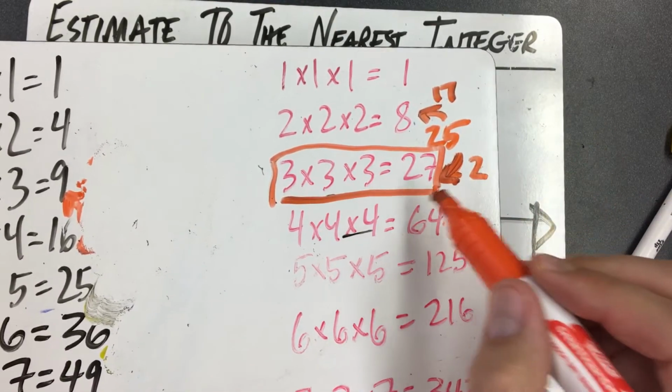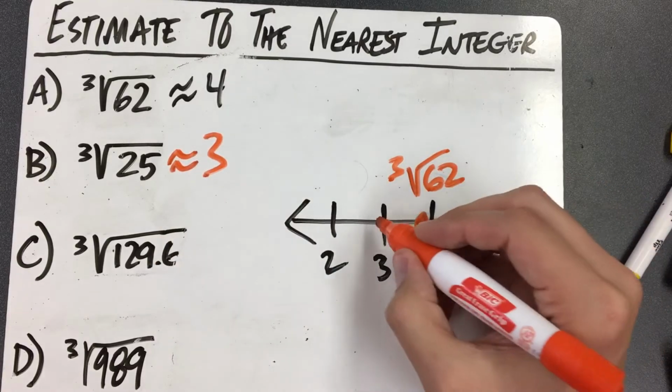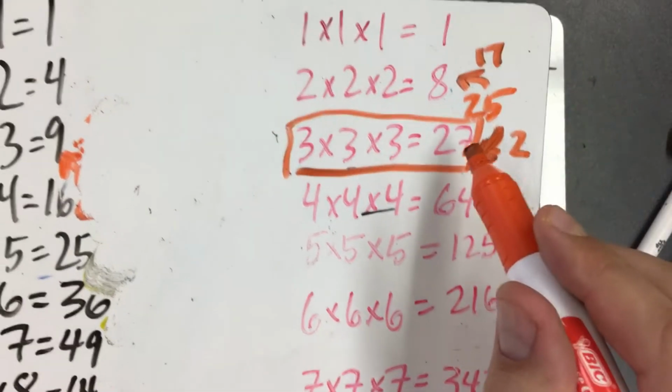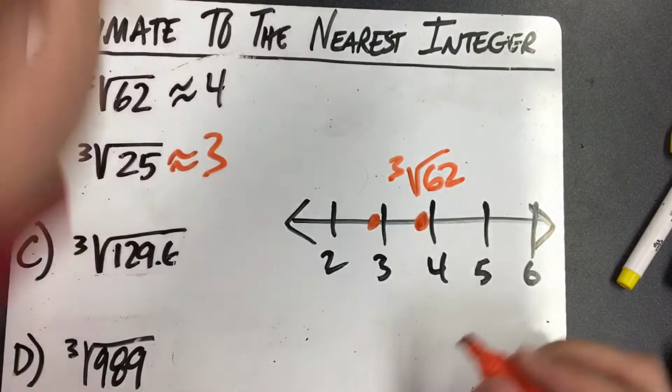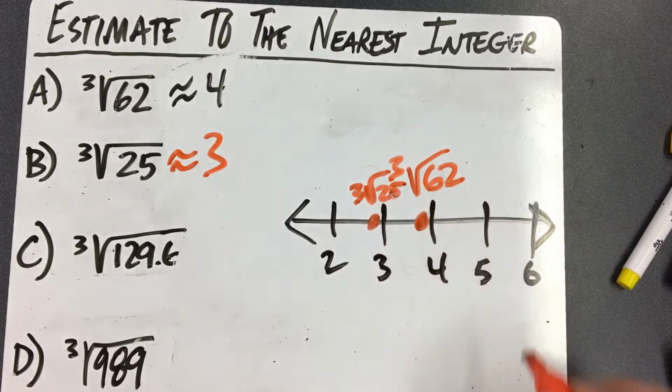So it's a little bit smaller than 3 times 3 times 3, but it is closer to 3 times 3 times 3. So this is closer to 3. It's a little bit less than, right? Because 3 times 3 times 3 is 27, and this is 25. So it's smaller than 3, but it's going to be like right here. That's a 25. Sorry, it doesn't look very good.